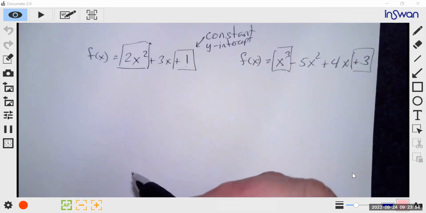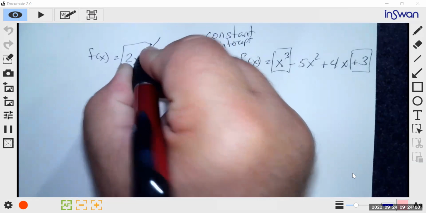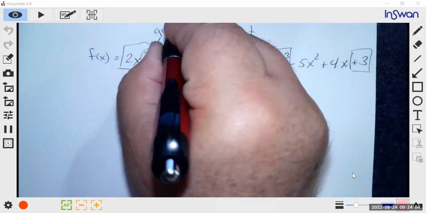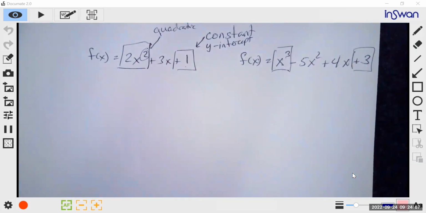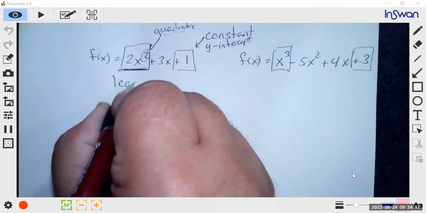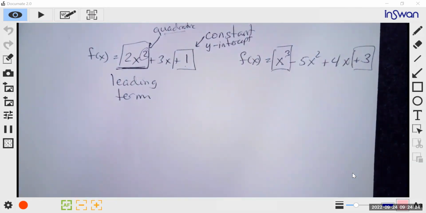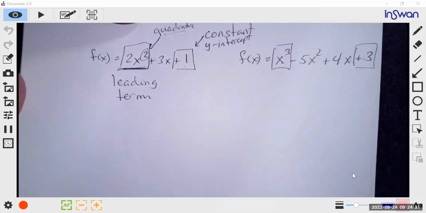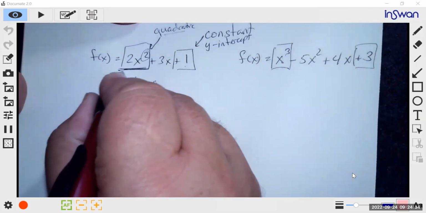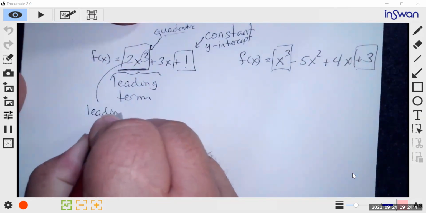It's a quadratic. What's that? Quadratic. The first one's a quadratic. Yes, we know it's quadratic because there's a 2. Because it's a quadratic, it tells us a whole story. But this first one, we call this the leading term. The leading term gives us a lot of information about the graph. So this whole thing is called the leading term. The 2 is called the leading coefficient.